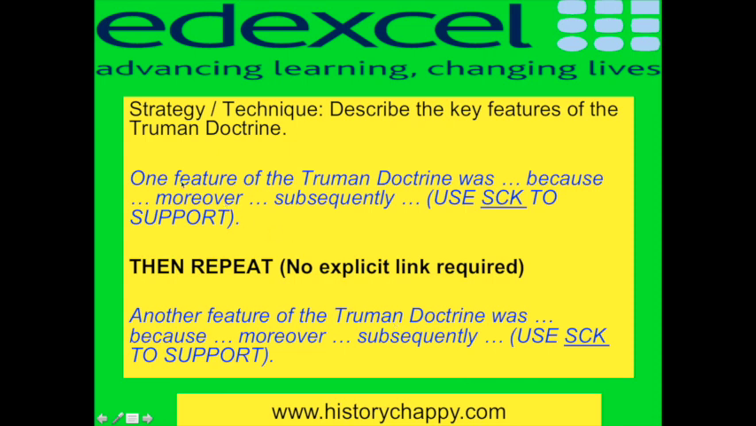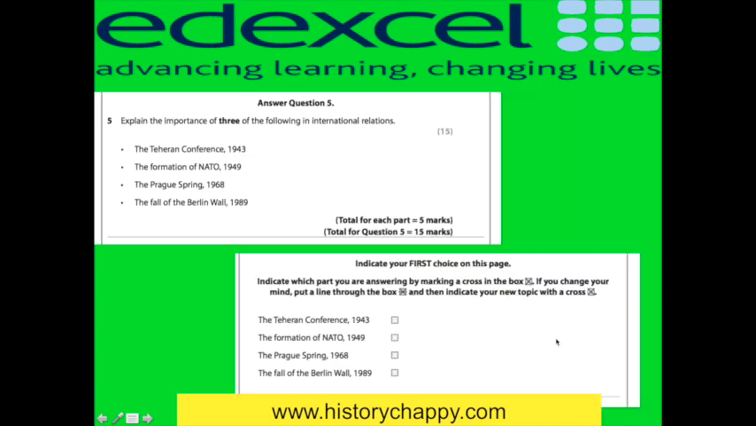So here's my technique. If the question was to describe a key feature of the Truman Doctrine: One feature of the Truman Doctrine was, state your key feature, the cause, the event, or the consequence, because, moreover, subsequently, and use some SCK, specific contextual knowledge, to support what you're saying. You haven't got to use all of these connectives to add more knowledge. You just need a simple statement, really, supported by some specific contextual knowledge. Repeat it, and so do it again. Just make sure you get your 2 key features in chronological order. It's as simple as that.